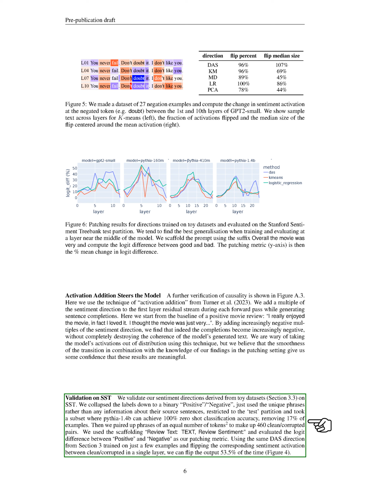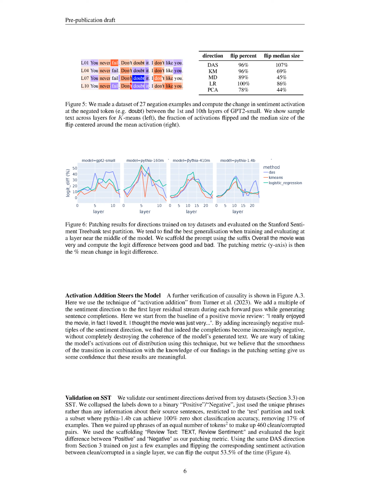We evaluated the logit difference between positive and negative as our patching metric. Using the same DOS direction from section trained on just a few examples and flipping the corresponding sentiment activation between clean, corrupted in a single layer, we can flip the output 53.5% of the time.